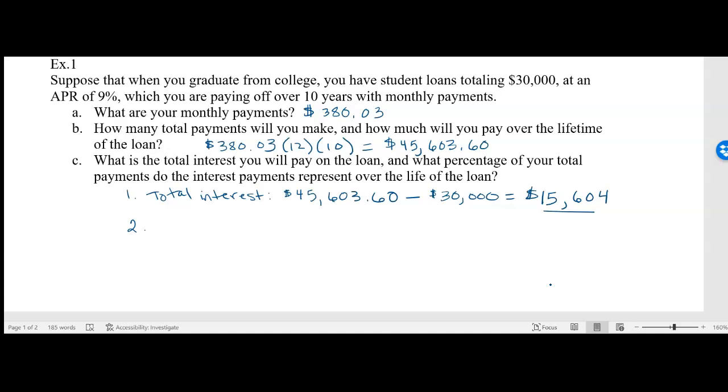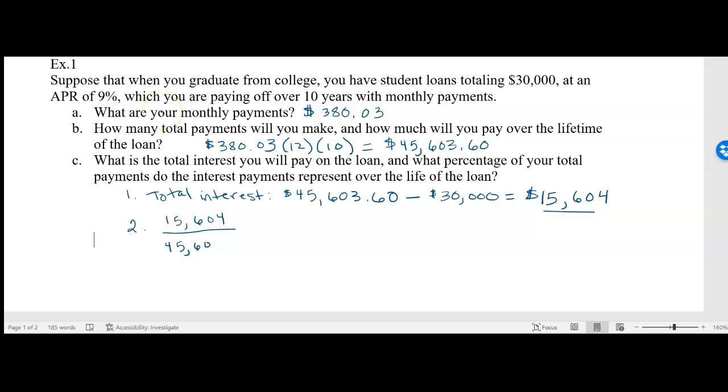We want to know the percent of the interest over the total payments. Well, we just found out the interest is $15,604, and the total payments was $45,603. You know what? Let's just round up. Let's just do 604. That way we're not doing the decimal. So let me just erase that. There we go. Let's just round that up.